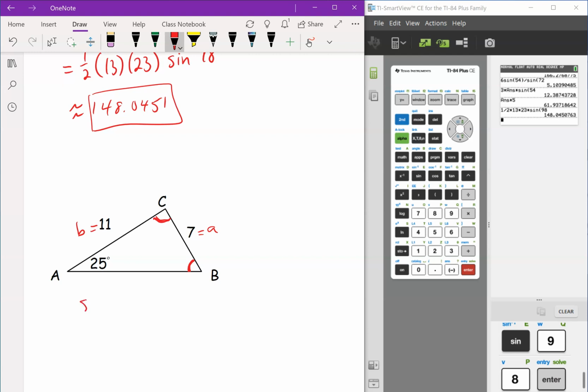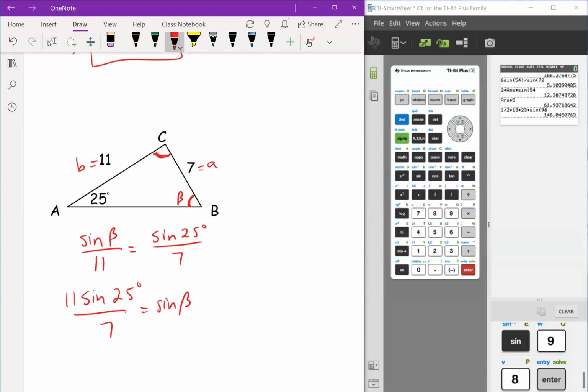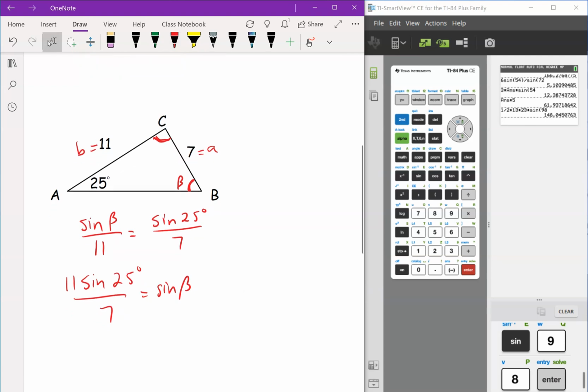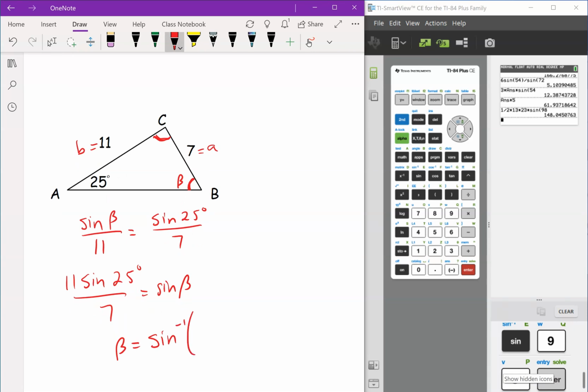Let's use sine, I'm going to call it beta, over 11 is equal to sine of 25 degrees over 7. So sine of beta is sine of 25 degrees times 11 over 7. I just cross multiply and then divide by my 7. So beta will be equal to the inverse sine of all that.